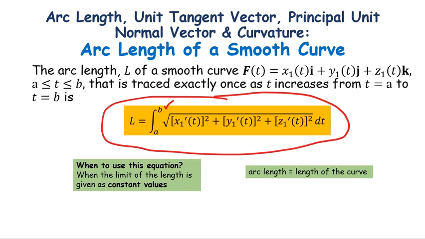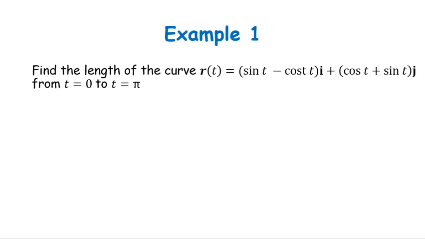As I have mentioned before, there are two types of arc length. So you might be wondering, when will I use this equation? To use this equation, you have to look at the limit of the given question. If the limit of the vector function is given as a constant value, then you're going to use this equation. In some questions, you may notice that they will not use the term arc length, but they will use the term length of the curve. Both of them are the same. To get a better understanding, let us try example 1.